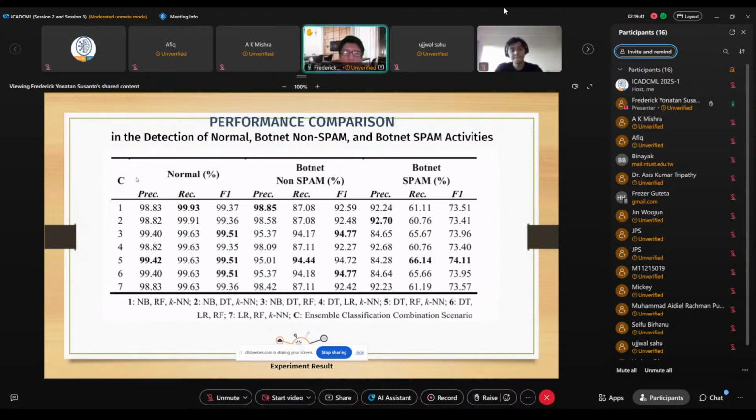This result underscores its effectiveness in distinguishing between legitimate and malicious traffic, while the other combinations also perform well on normal traffic. They consistently struggle with botnet spam, with F1 scores ranging from 73.40% to 73.96%.